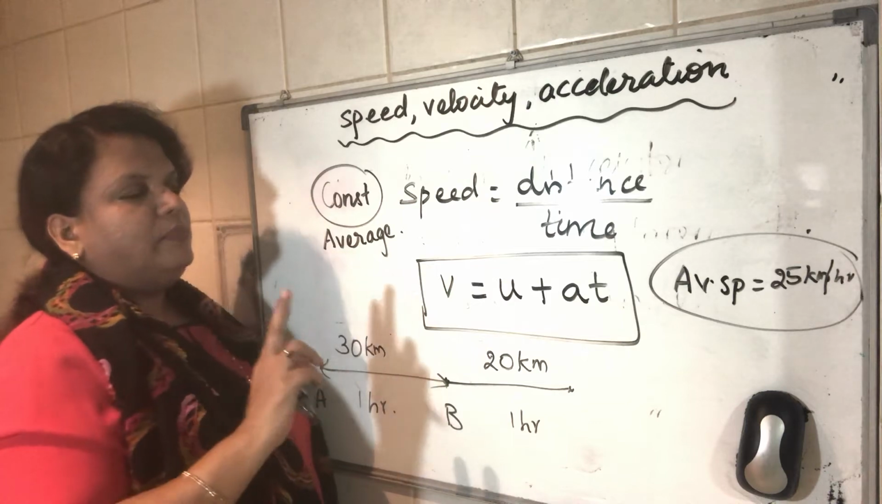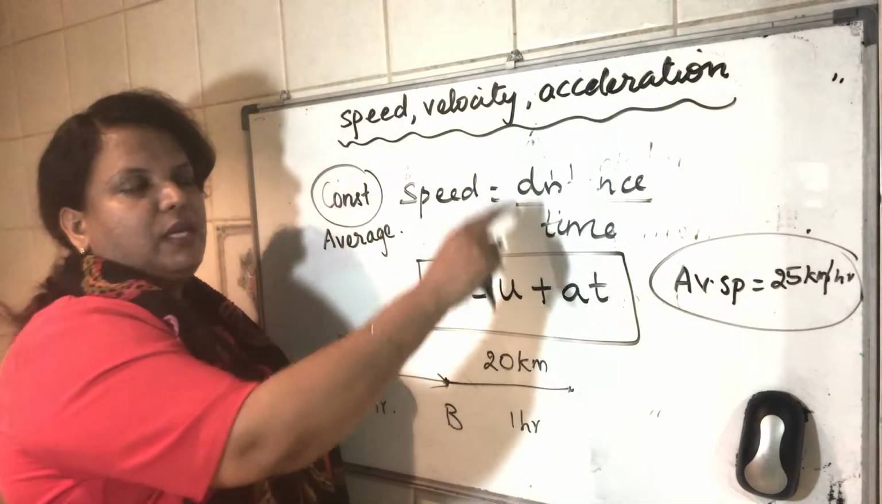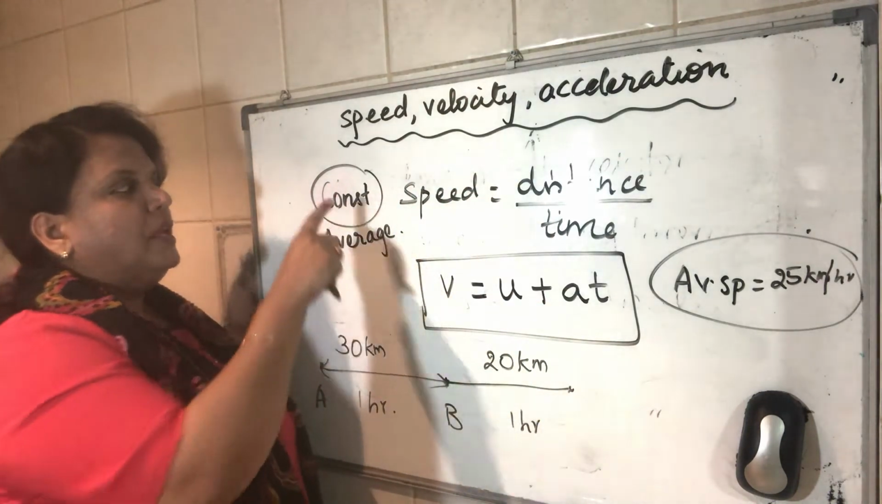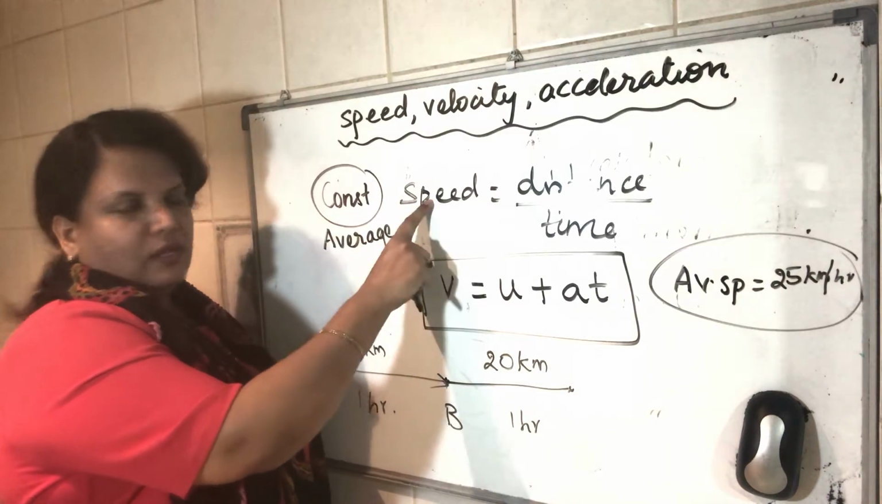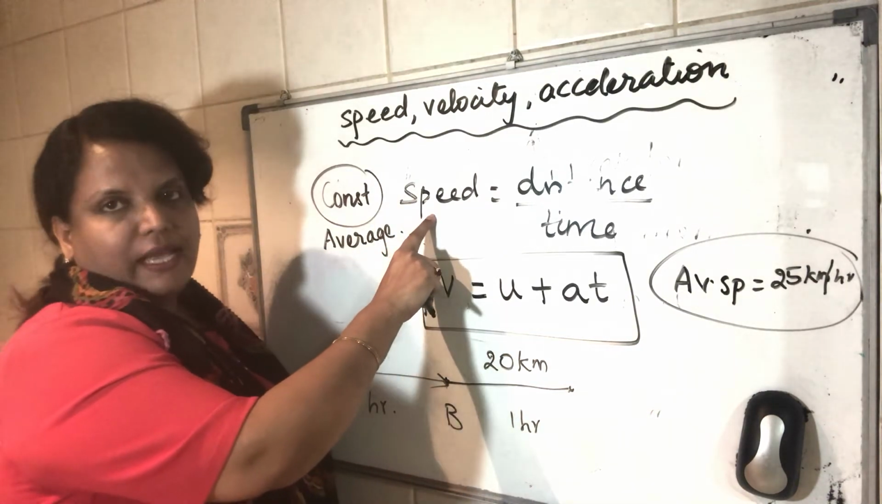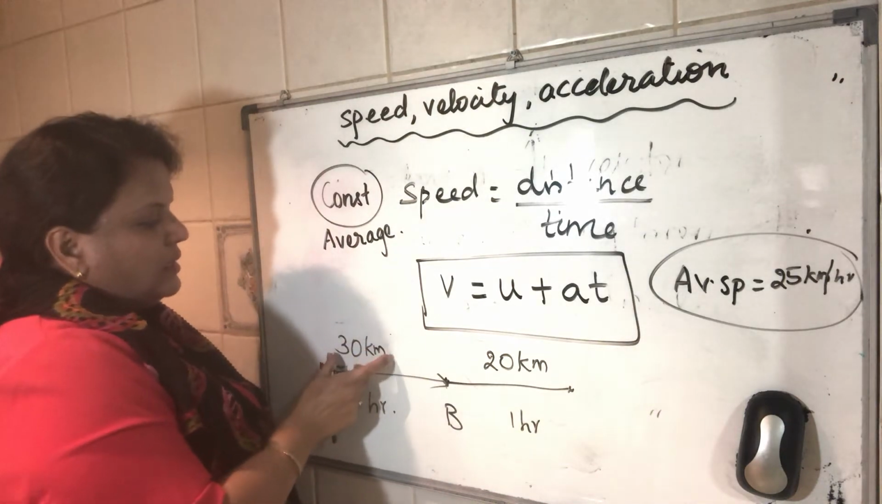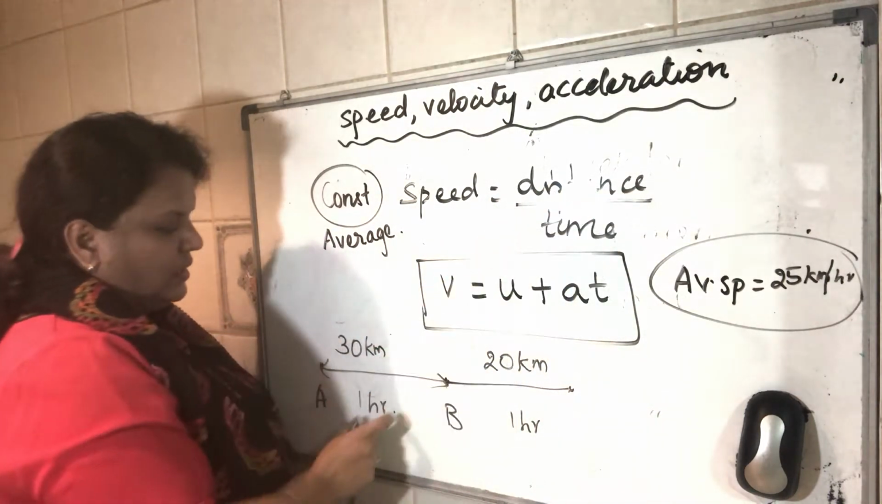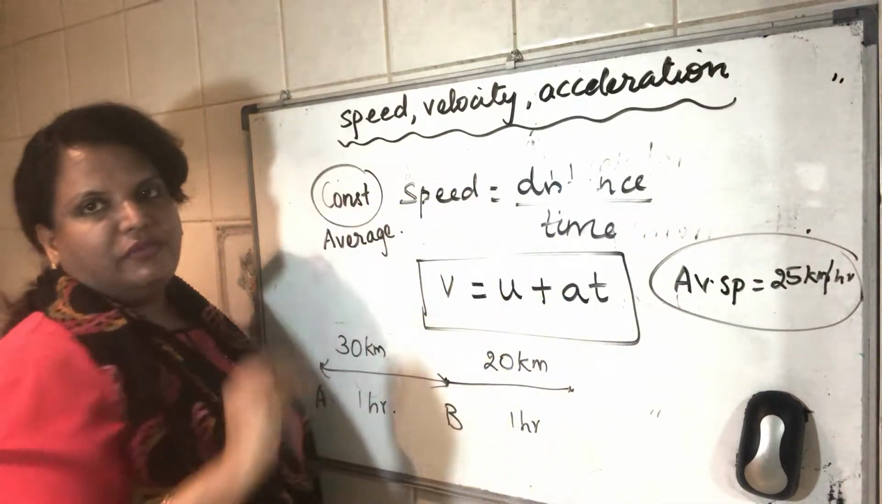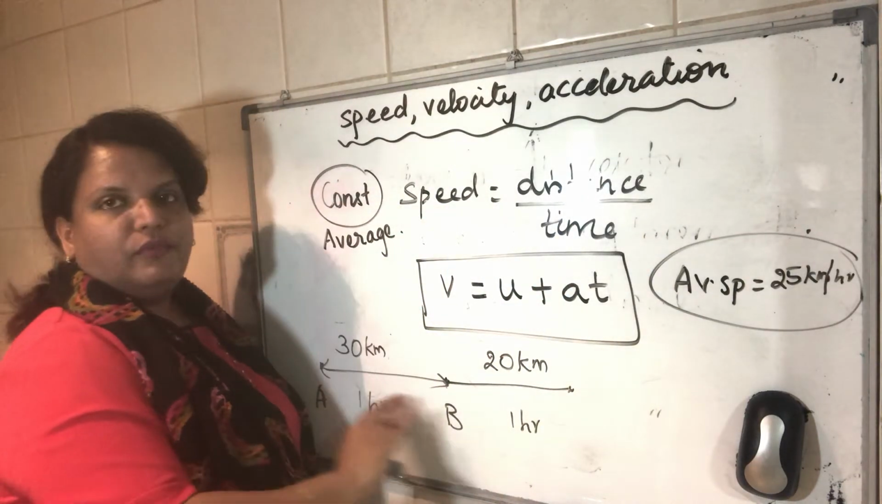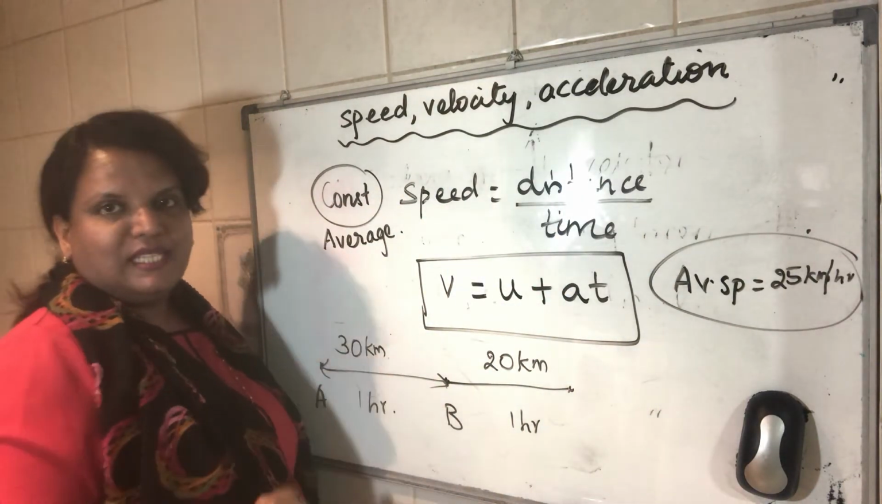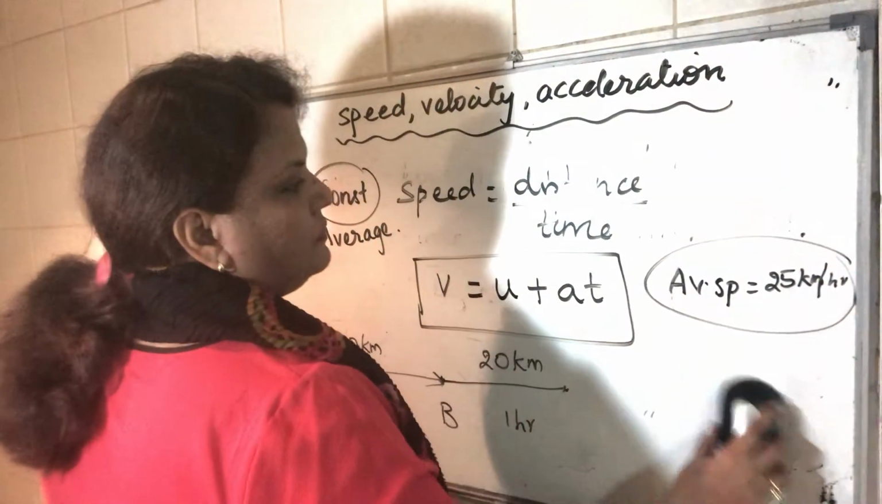So I go back and repeat: you will use this formula in two places, when calculating constant speed and when calculating average speed. Constant speed is where you substitute this 30 km and 1 hour, finish the calculation, and get the constant speed answer for A to B.